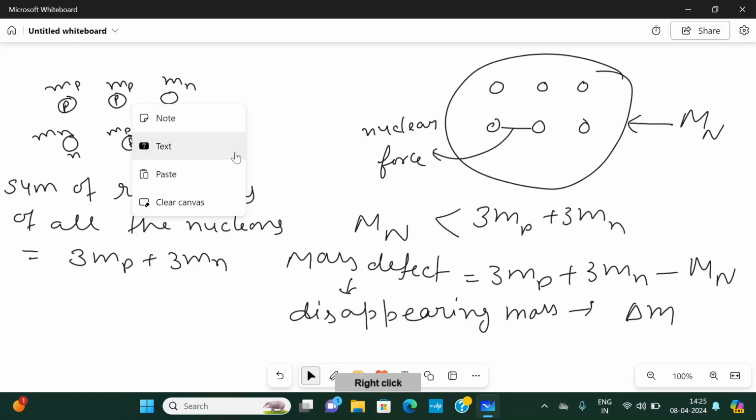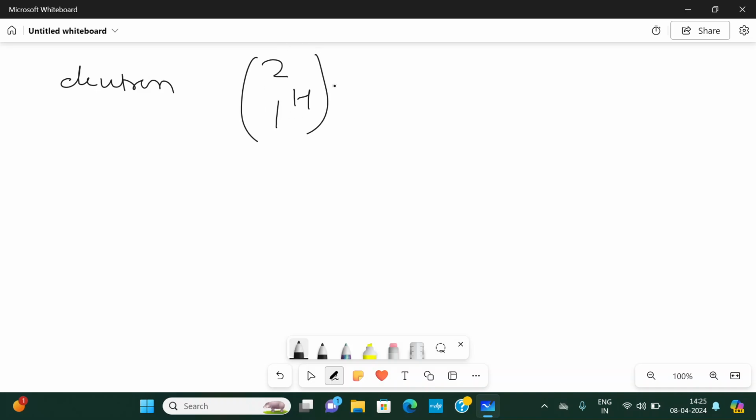Let us take the example of deuteron to make it clear. Deuteron is the nucleus of an isotope of hydrogen having mass number 2 and atomic number 1. This is the deuterium isotope, and deuteron is the nucleus of deuterium. So this nucleus will contain one proton and one neutron. Proton has mass equal to Mp and neutron has mass equal to Mn.